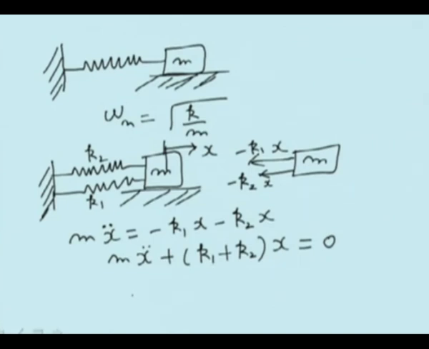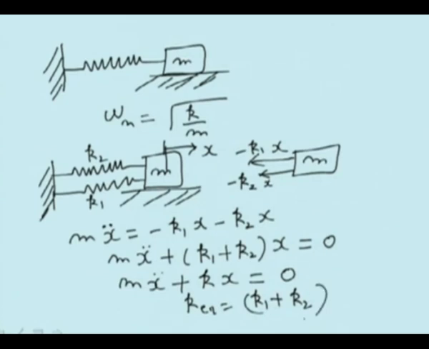Now compare this equation with the previous equation, m x double dot plus k x equal to 0. So we see that we need not solve this again, we can say equivalent. In this case k equivalent is equal to k1 plus k2. So these two springs are in parallel, therefore their stiffnesses get added up.